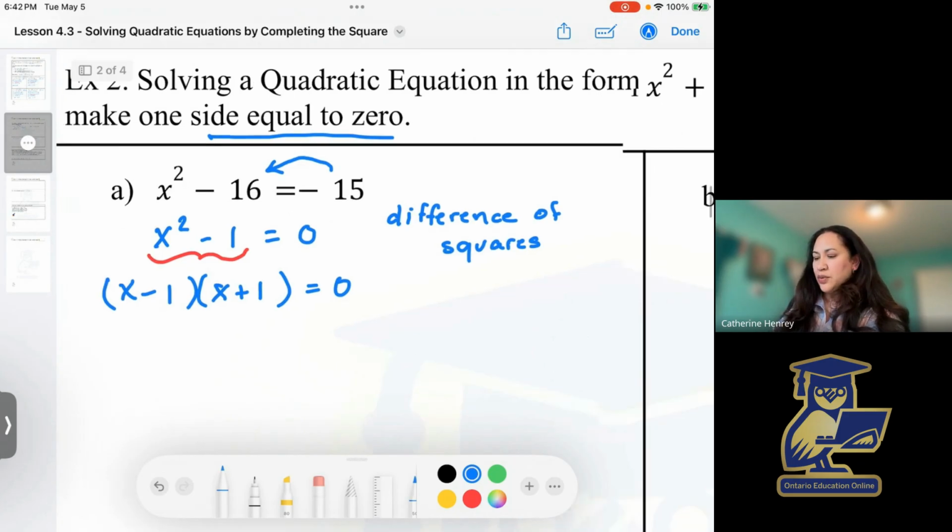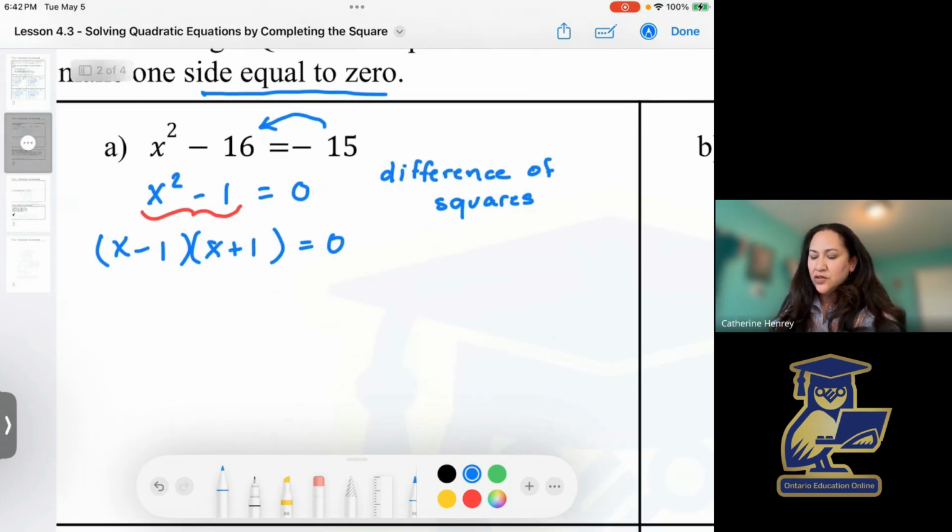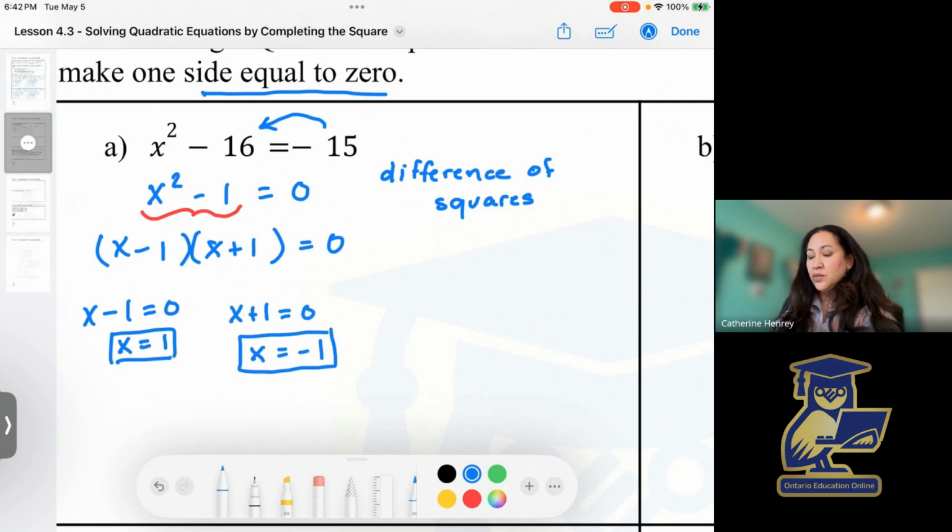Zero product property allows us to take each factor, x minus 1, and set it equal to 0. In this case, x equals 1. And then we take the second factor, x plus 1 equals 0, and x in this case equals negative 1. So my solutions for this quadratic are negative 1 and positive 1. And so that is where the parabola will cross the x-axis, at 1 and negative 1.